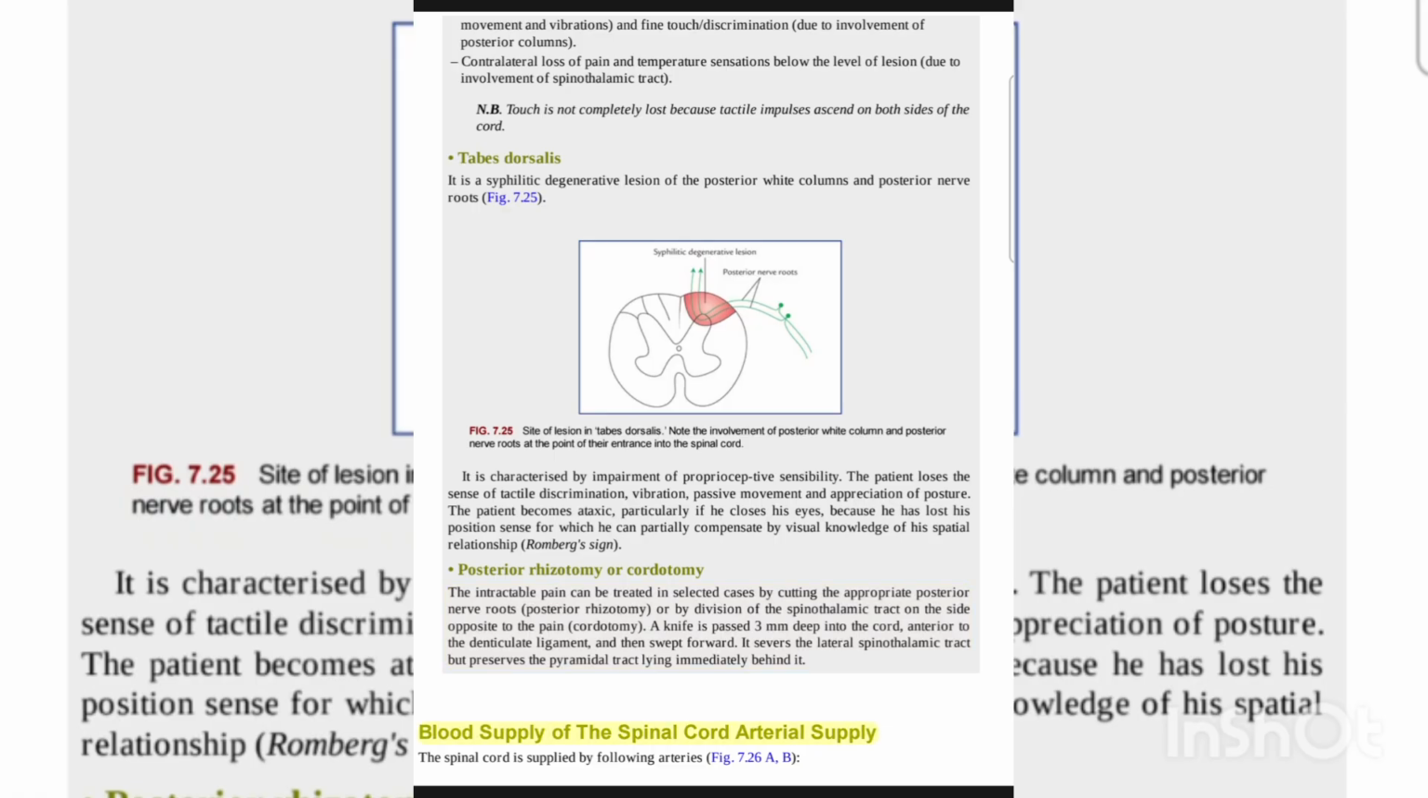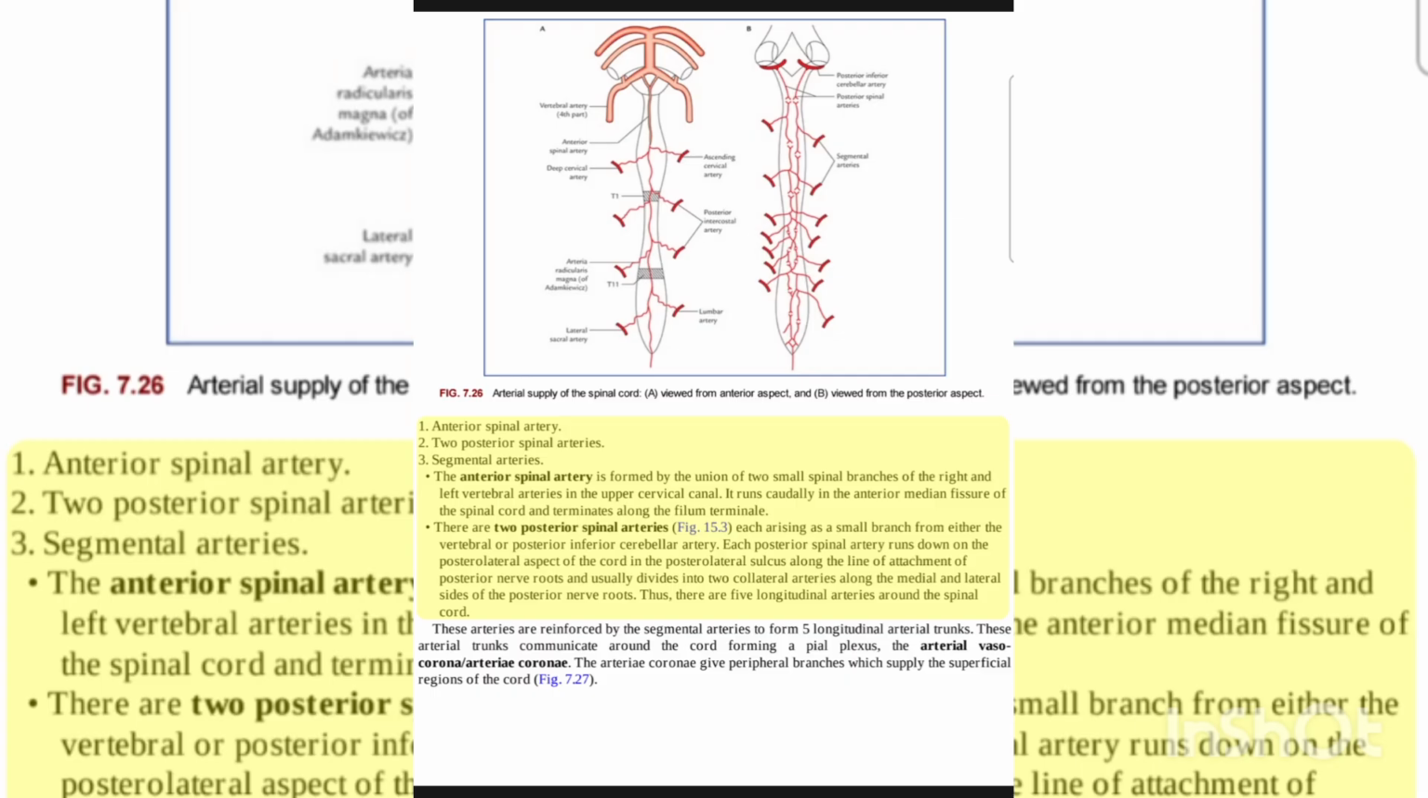Blood supply of the spinal cord. Arterial supply. The spinal cord is supplied by following arteries, Fig. 7.26a, b. 1. Anterior spinal artery. 2. Two posterior spinal arteries. 3. Segmental arteries. The anterior spinal artery is formed by the union of 2 small spinal branches of the right and left vertebral arteries in the upper cervical canal. It runs caudally in the anterior median fissure of the spinal cord and terminates along the filum terminale.